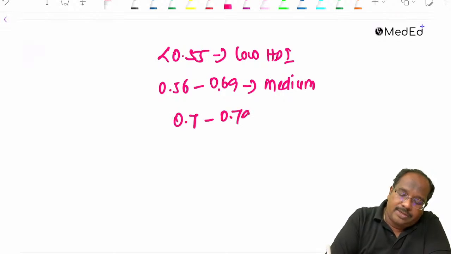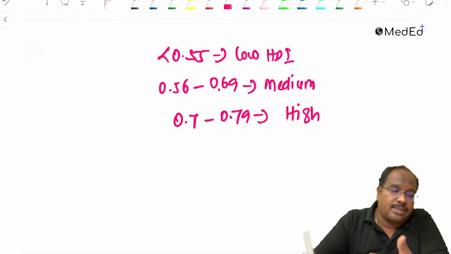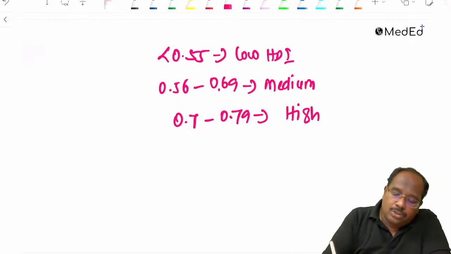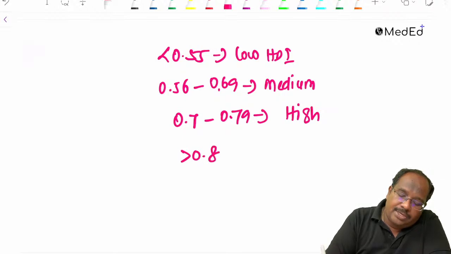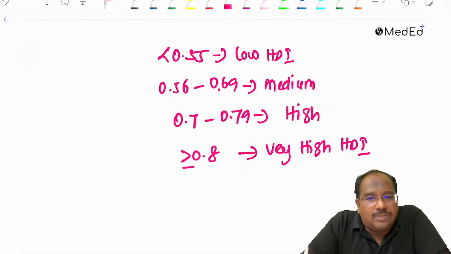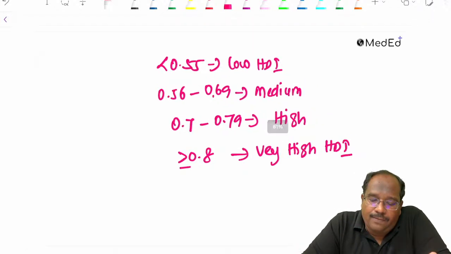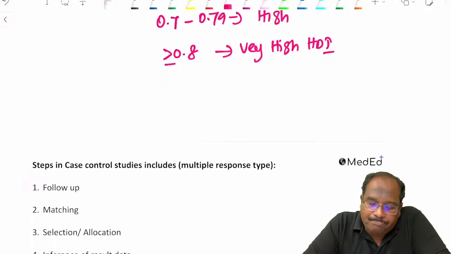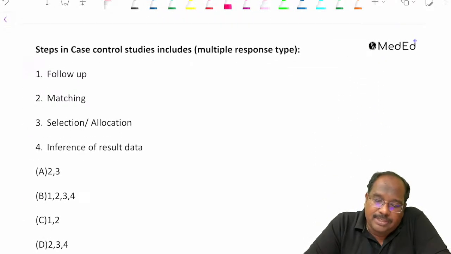0.7 to 0.79, high HDI countries. Some European countries are there. Equal to or more than 0.8 is very high HDI. Norway will be there, and other countries will be there. Very high HDI. Next question.